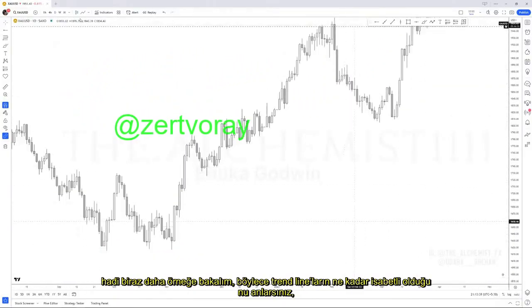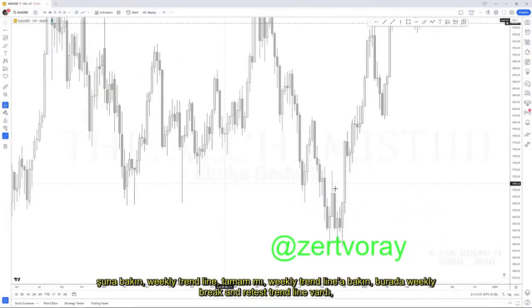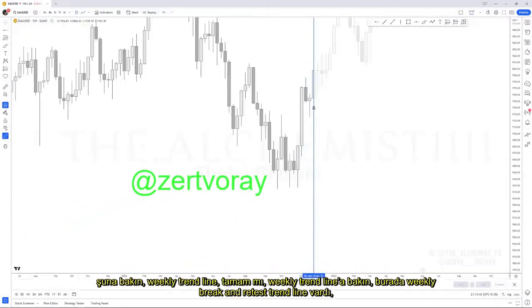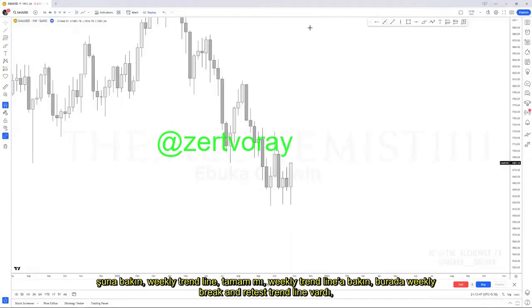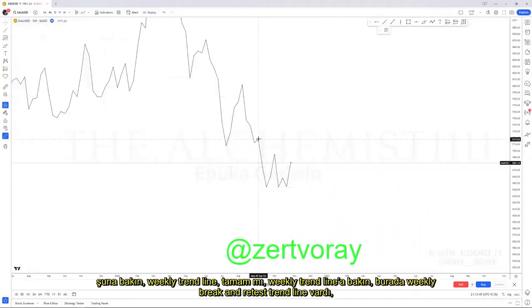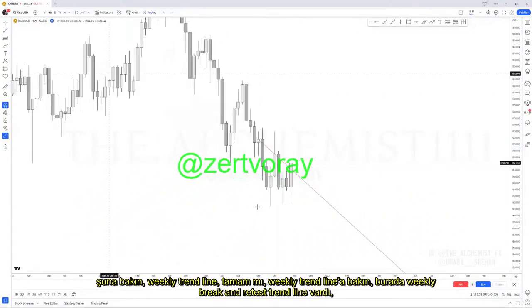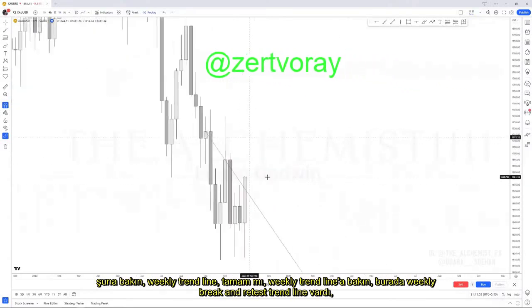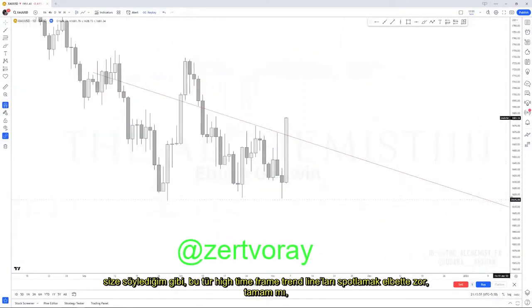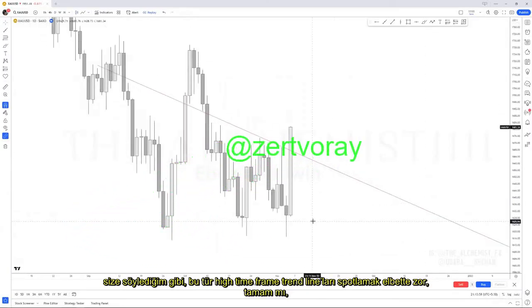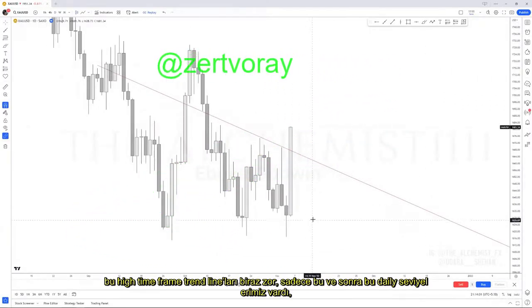So you get this, right? You see the accuracy of trend lines. Look at this weekly trend line, okay? Look at this. Weekly trend line, right? We had the weekly break and retest trend line. Now, like I told you, this will, of course, be hard to spot. Okay, these high time frame trend lines are a little bit hard to spot.